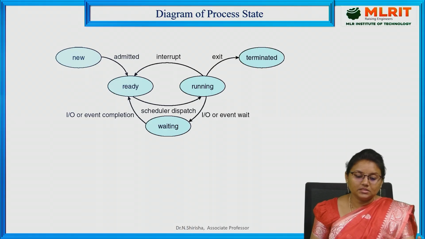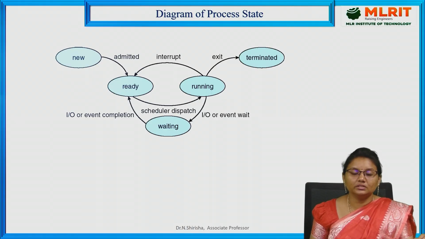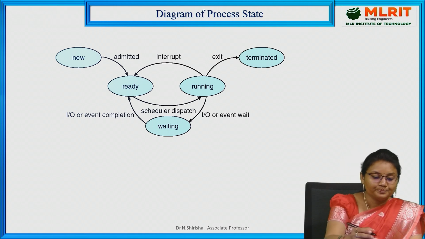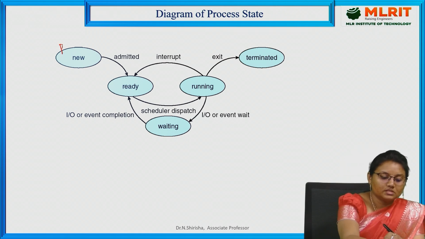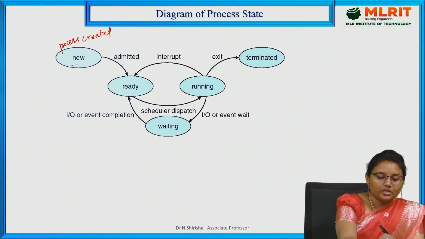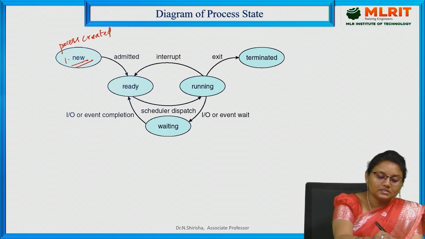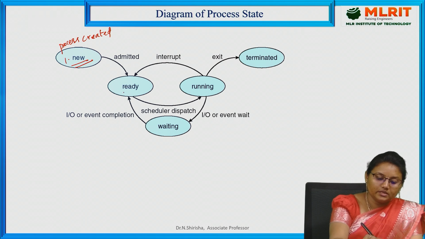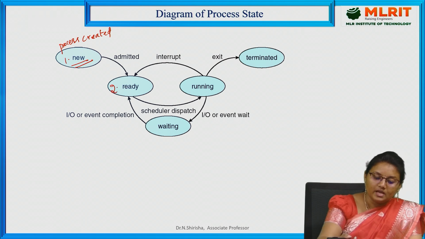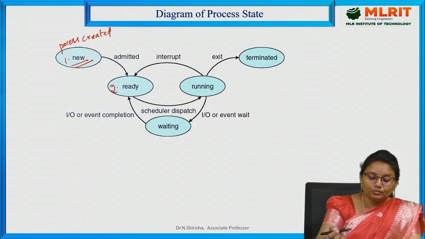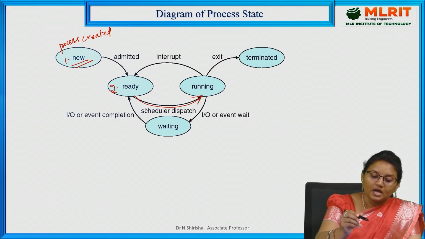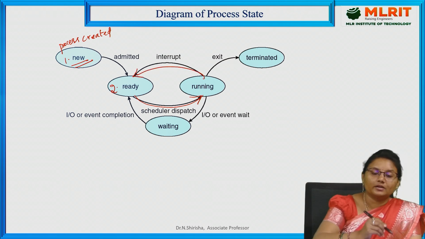And this is the diagram which depicts all the states that we have discussed so far. So new is when a process is created. Once the process is created, it will go to the new state. Okay. Once it is new and admitted, it will go to the ready state. And from the ready state, you have two things. One is the scheduler dispatches it to the running state if a process is ready. Otherwise, after the running state, if any interrupt occurs, again it will go back to the ready state.